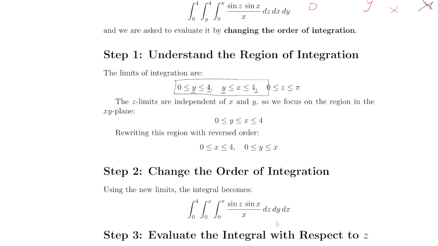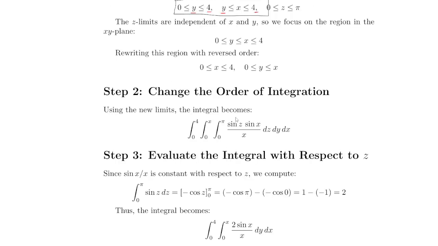We're going to leave z alone. Z still goes from 0 to pi, but then we're going to y because y depends on x. You don't want to have a variable outside for the outside integral. So z goes from 0 to pi, y we said goes from 0 to x, and x goes from 0 to 4. First step is to integrate with respect to z.